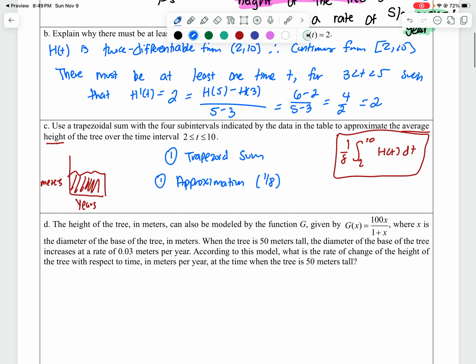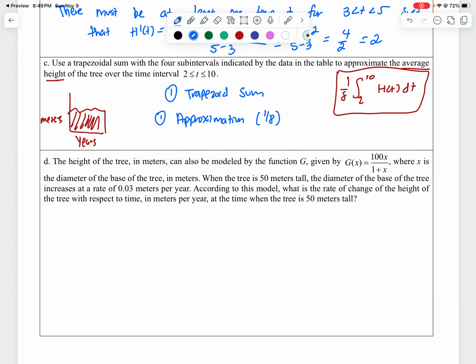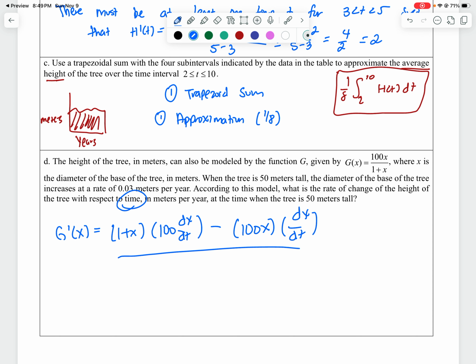Now, part D, remember that anytime you see anything related to respect to time, it's going to be implicit. So for this one right here, we're just going to have to use implicit, right, with respect to time. So we have low d high, in this case 100 dx dt, minus high d low, all over low squared.